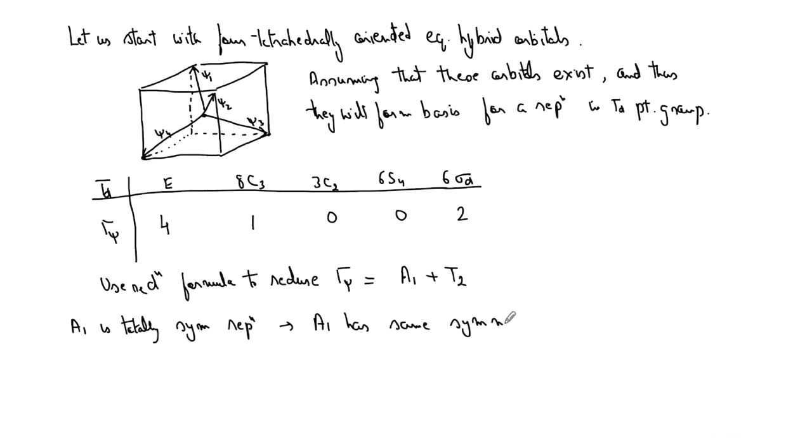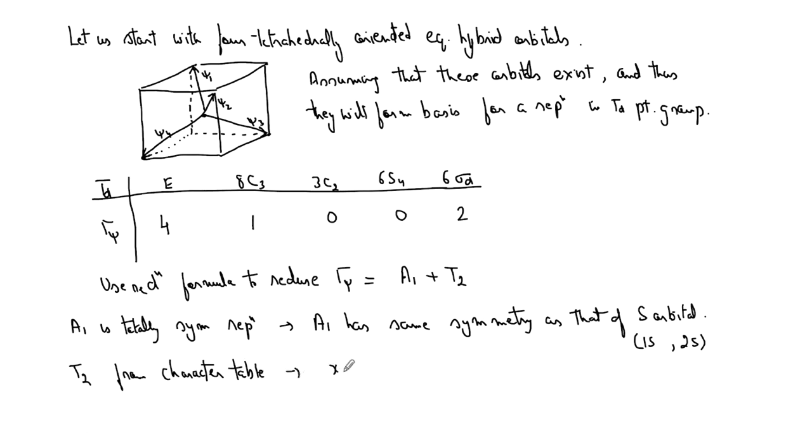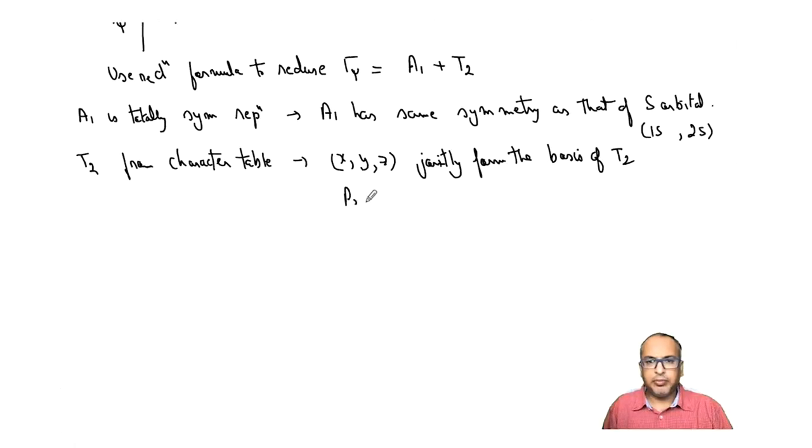same symmetry as that of S orbital, right? It can be 1s as well as 2s. Both of them will have same symmetry, S orbital. Now what about T2? So T2, if we look at the character table, from character table, we see that x, y, and z jointly form the basis of T2. That means that I can say px, py, pz orbitals will have T2 symmetry.